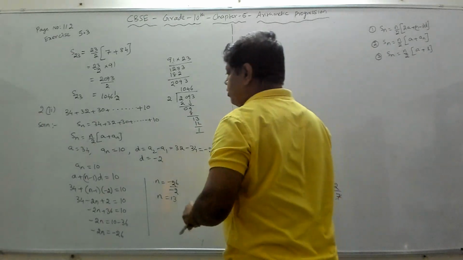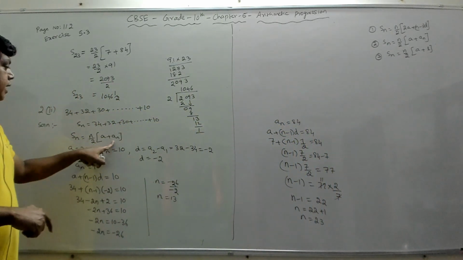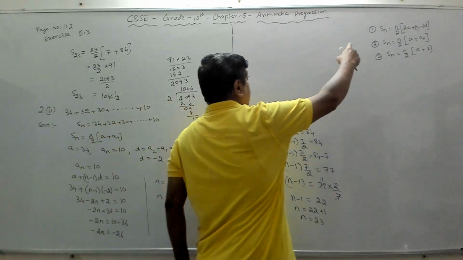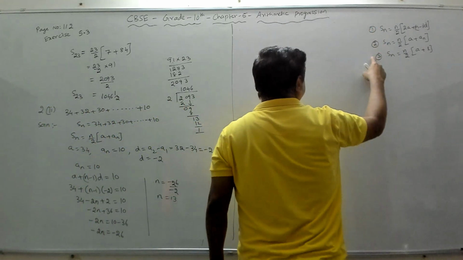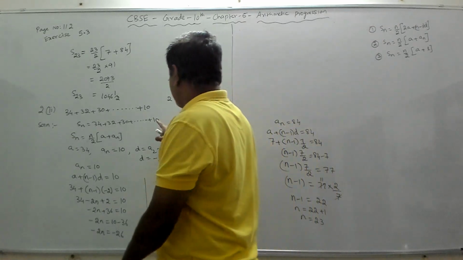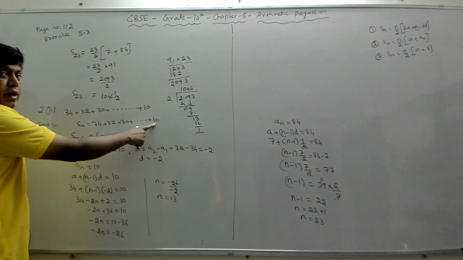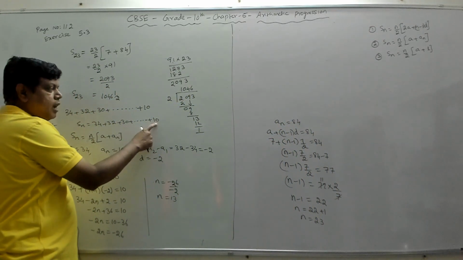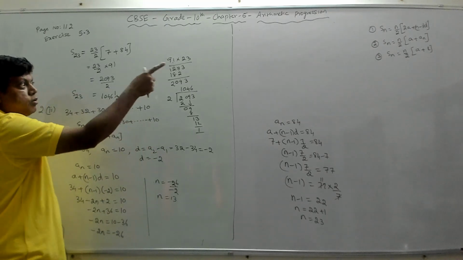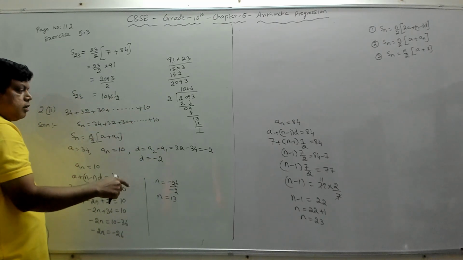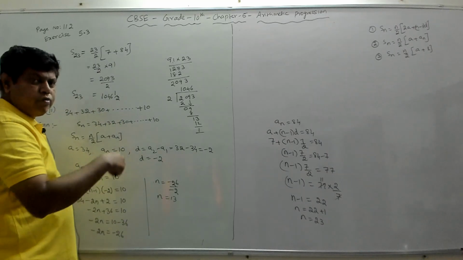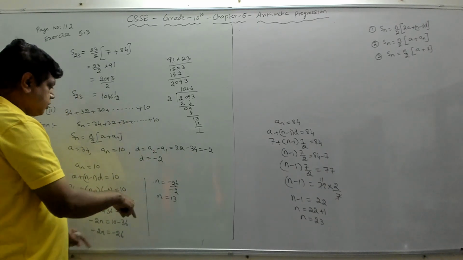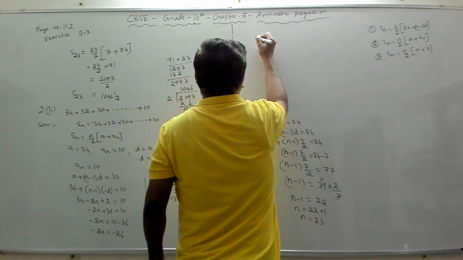So why are we going for this formula, n by 2 into A plus An, instead of the first formula? Both are the same. Because we know the last term, An, also called L, we can use the second or third formula. We don't have to use the first formula, but even if you use it, you will get the answer. That's fine.